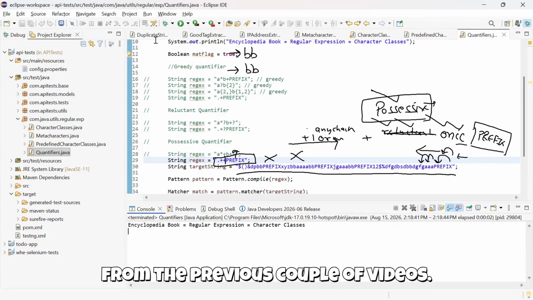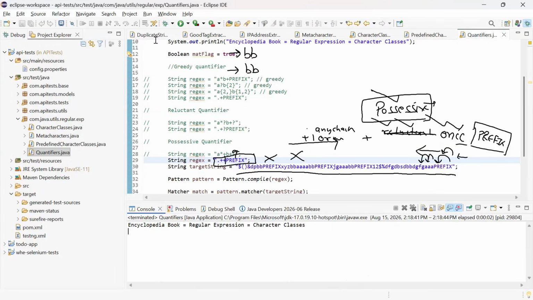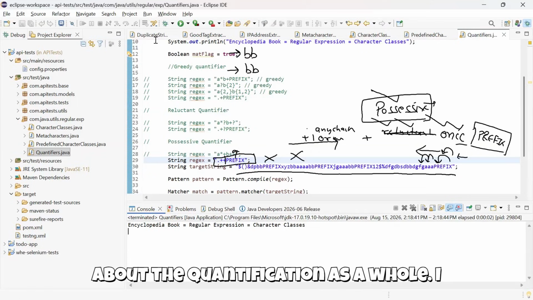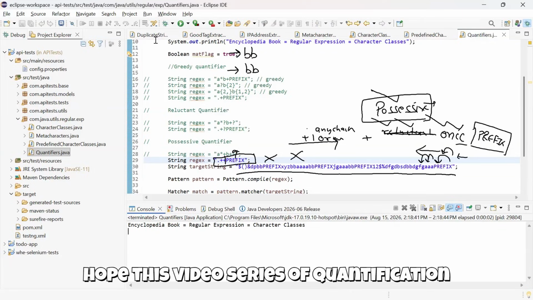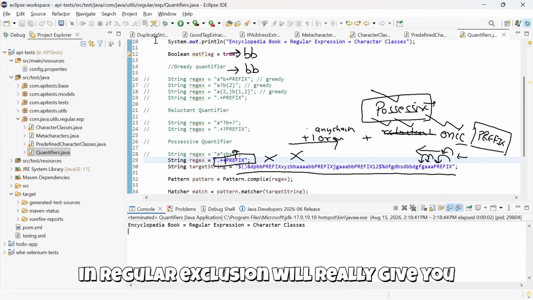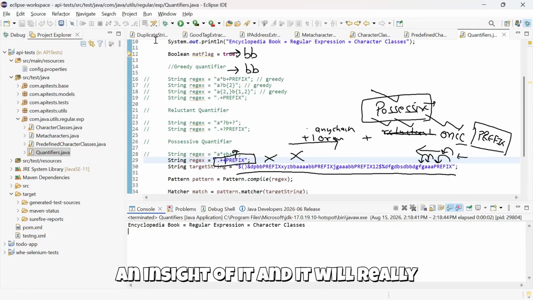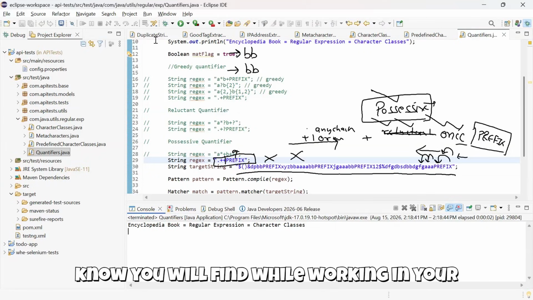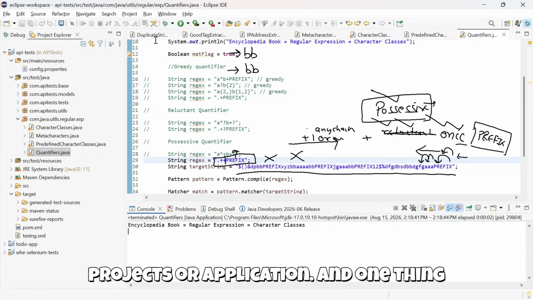So this is the concept of possessive quantification, possessive quantifier, two very important implications we have been discussing from the previous couple of videos. So yeah, that is it about quantification as a whole. I hope this video series on quantification in regular expression will give you an insight into it, and will help you nail down the problems you will find while working in your projects or applications.